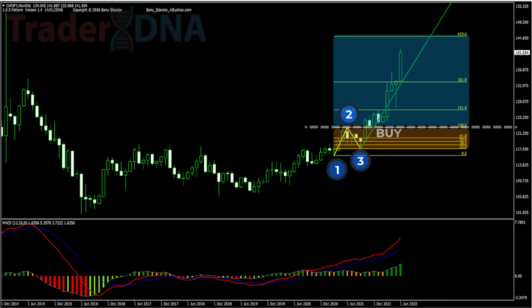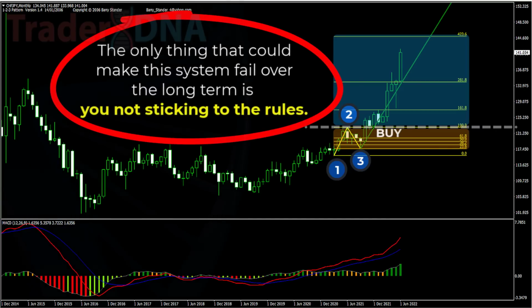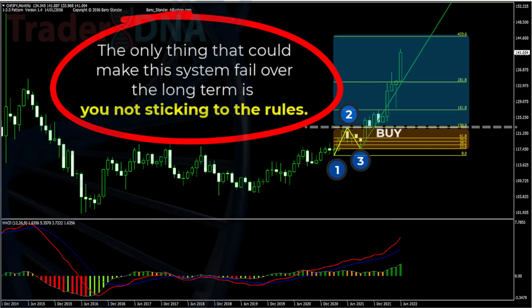This 1-2-3 MACD trading strategy is an extremely low-risk, high-reward strategy which can and will change your life if you use it properly. The only thing that could make this system fail over the long term is you not sticking to the rules. That's it.